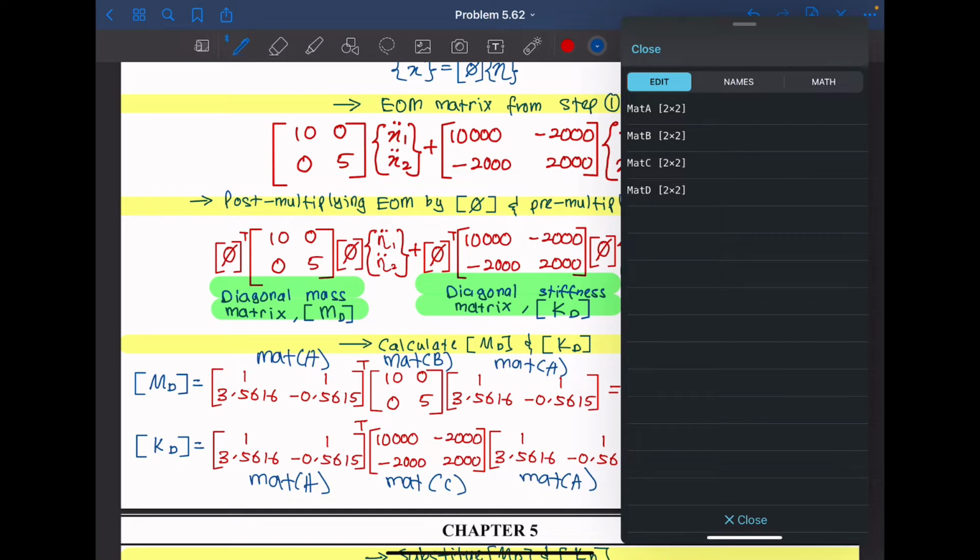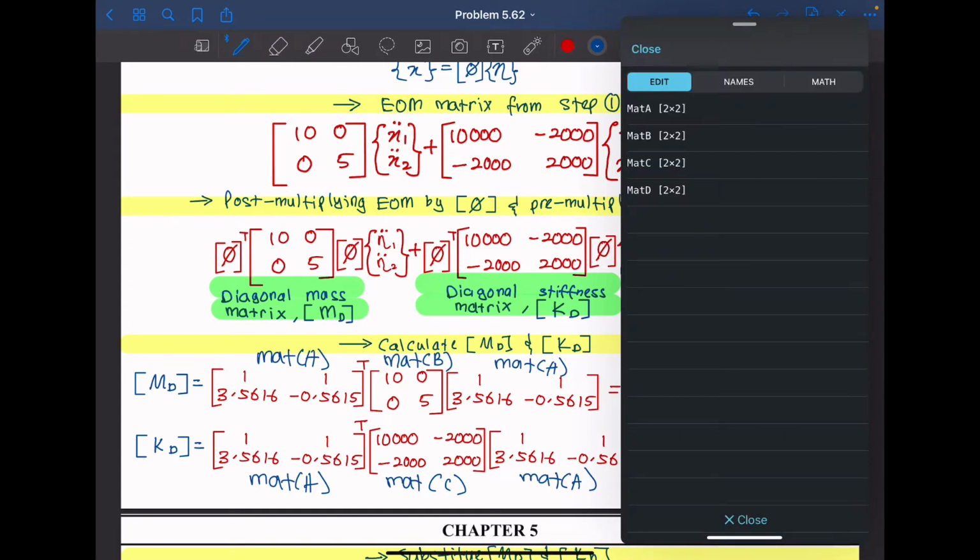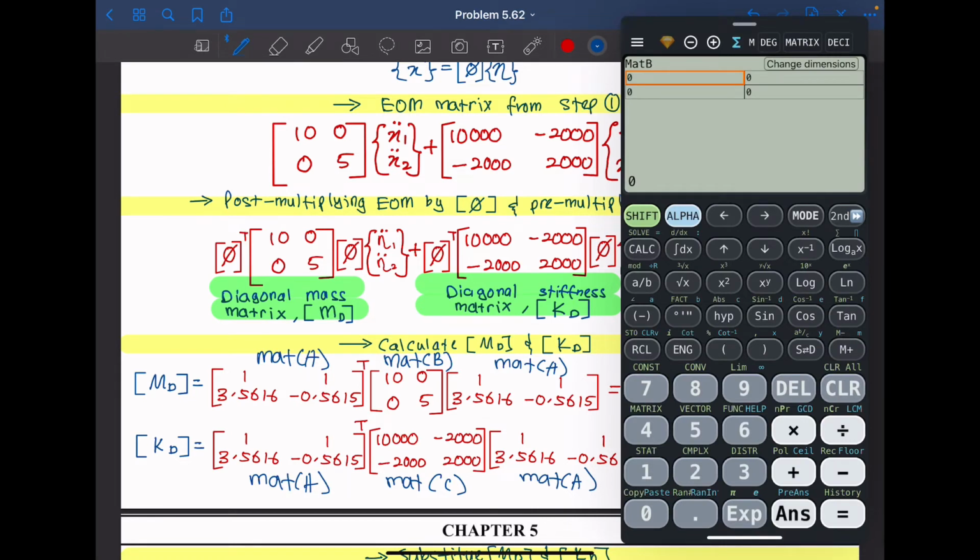Okay then, let's do this. Matrix A is basically my modal matrix, which is 1, 1, 3.5616, and negative 0.5615. After that, press clear and then shift, press 4, and you edit the second matrix. So I'm going to edit matrix B. Make sure you are entering the matrix using the same dimension. The dimension of the matrices that we are doing the calculation with now is 2 by 2.